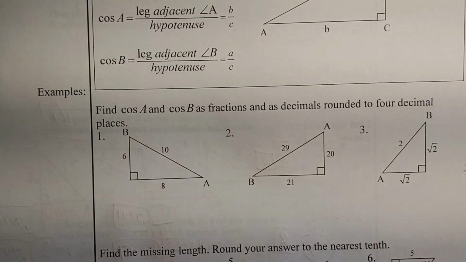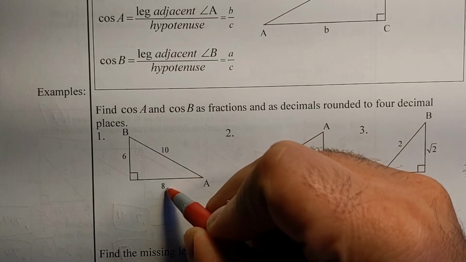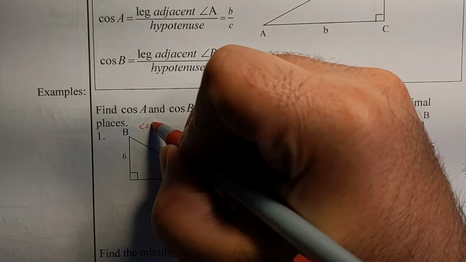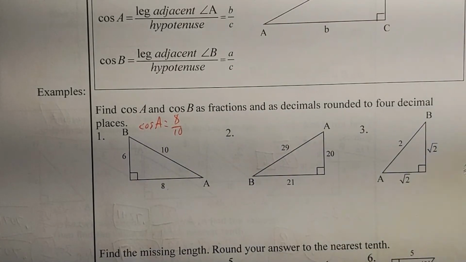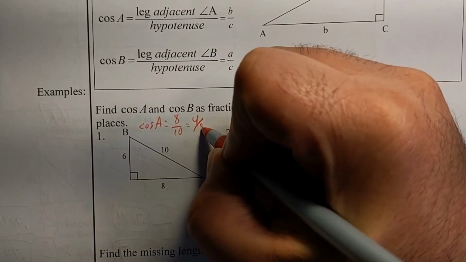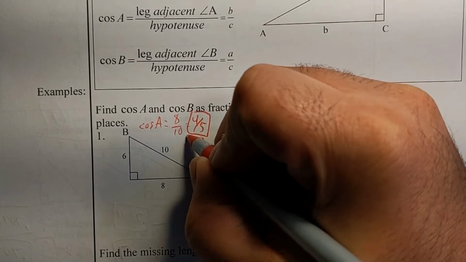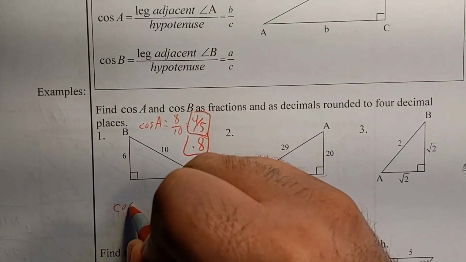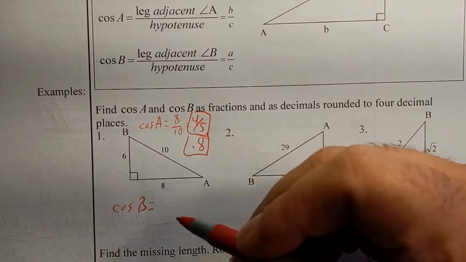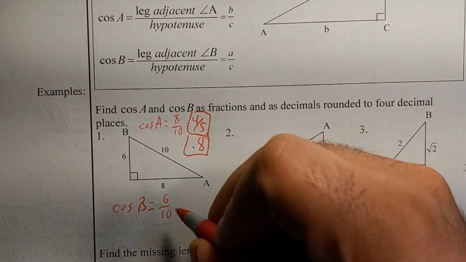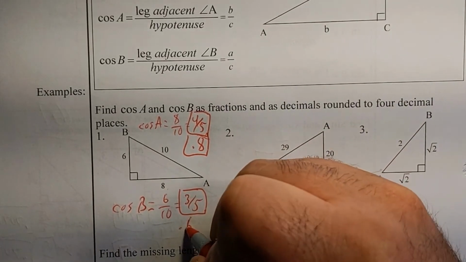It says find the cosine of A. So for the cosine of A, you'd go, okay, adjacent is 8, hypotenuse is 10. You have to reduce your fractions. 8 over 10 becomes 4 over 5. And if you put it in the calculator, the decimal is going to be 0.8. When you're doing the cosine of B, now we're looking from this angle. Now your adjacent is 6, hypotenuse is still 10. Reduce that fraction. 6 over 10 becomes 3 over 5. And if you put it in the calculator, you get 0.6.